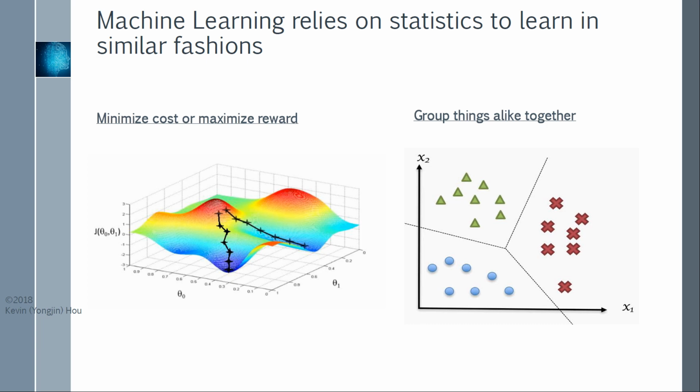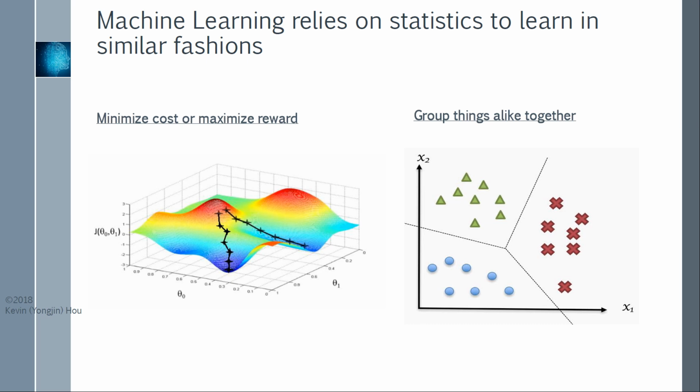Machine learning algorithms can learn in similar fashions by relying on statistics. In machine learning, if we can establish a cost matrix and find a way to keep reducing the cost, then the machine learning algorithm is going to get better and better iteratively. In a sense, it learns by itself.